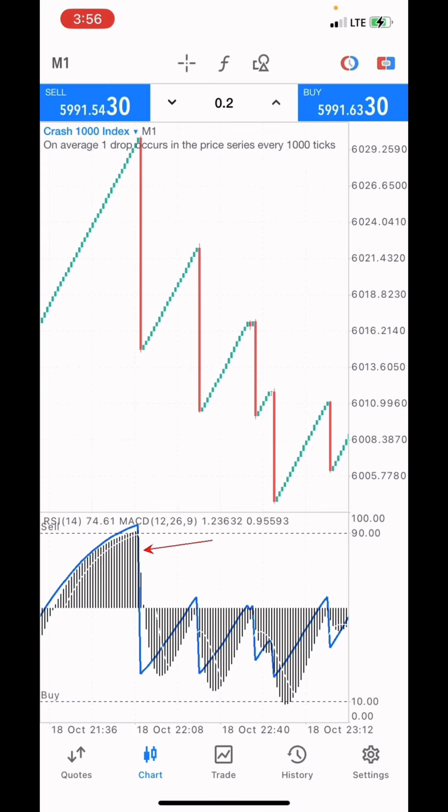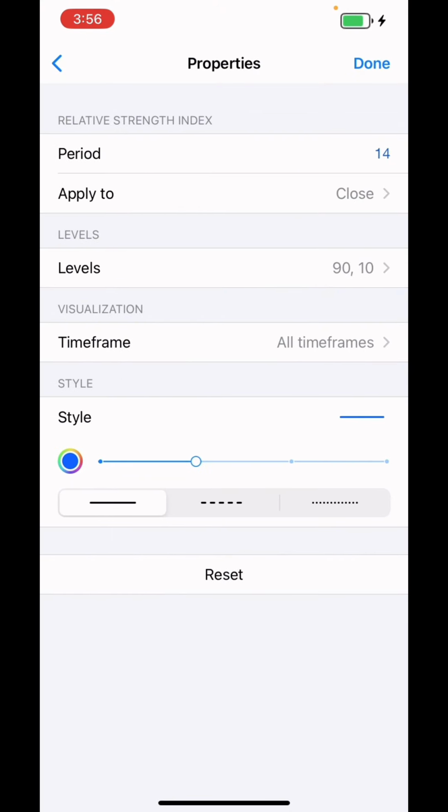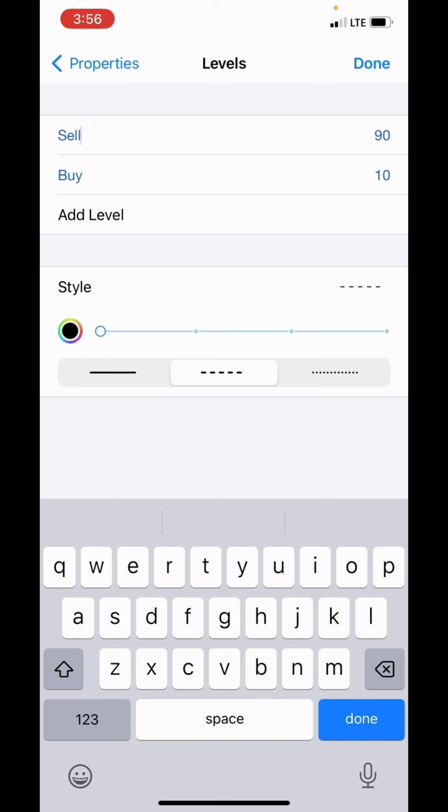Then after that, done. Then the RSI period is 14, applied to close, and the levels are 90 and 10. The reason why I put sell on this point is because when the indicator crosses or touches the level of 90, it will give a sell signal. That's when the spike occurs. So anybody that is trading to catch the spikes, that is the point when you want to catch your spikes.